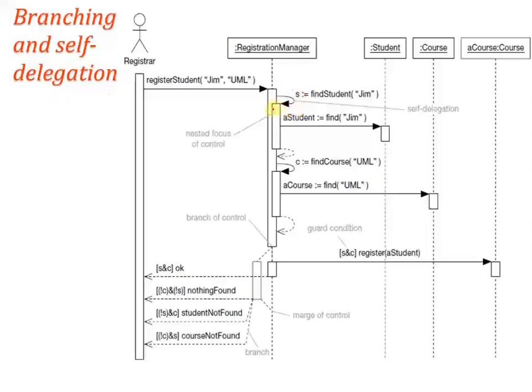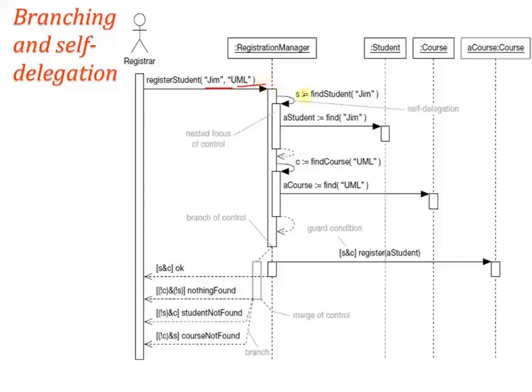Also you can see there are two different focus of control. One is called the outer focus of control and the next one is called the inner focus of control. You can see nested focus of control arises after the self-delegation message is called. This example we have already discussed in the collaboration diagram, which is used to register a student called Jim to a course called UML.